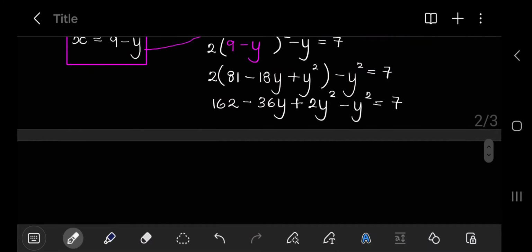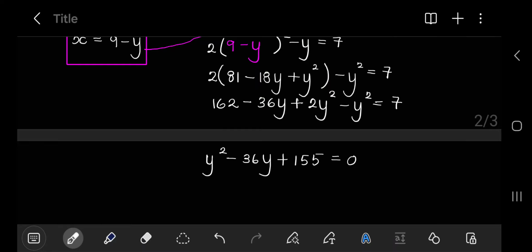This is what I'm going to do. Since I noticed that my y squared will be positive on the left, I'm going to get all of my terms over to the left. So going in order, I've got 2y squared minus y squared, which is y squared. Next to that, I've got negative 36y. And I'm going to take this 7 over to the left. When it goes over to the left, it will subtract. I've got 162 minus 7, which is positive 155. That is equal to 0.